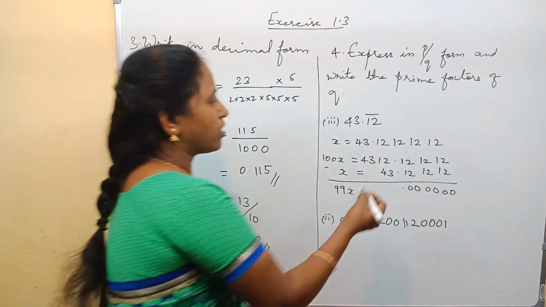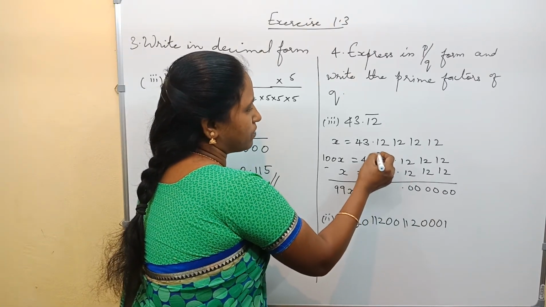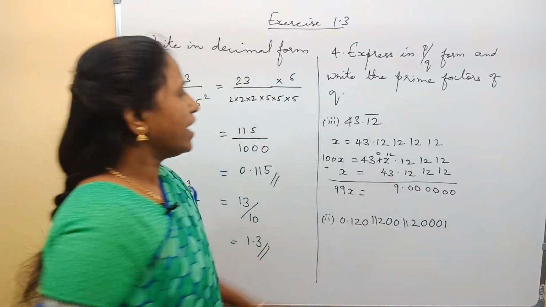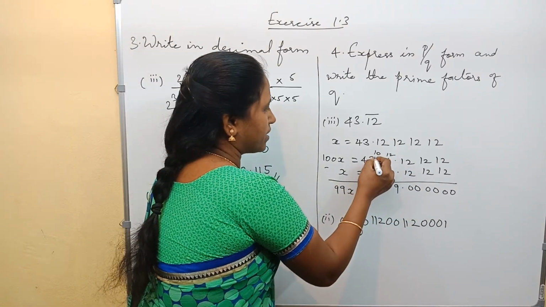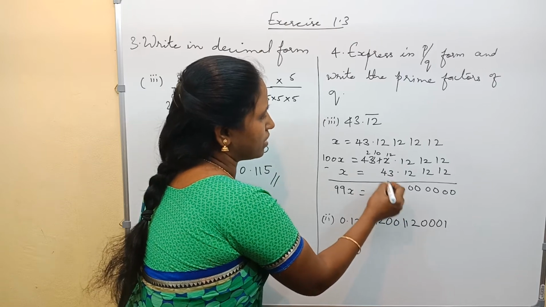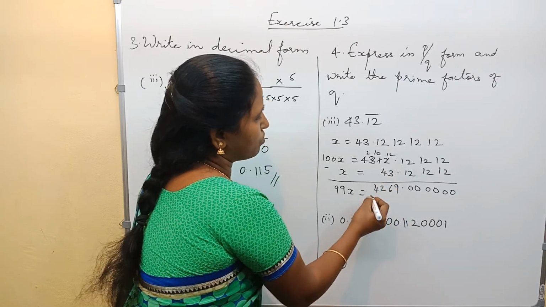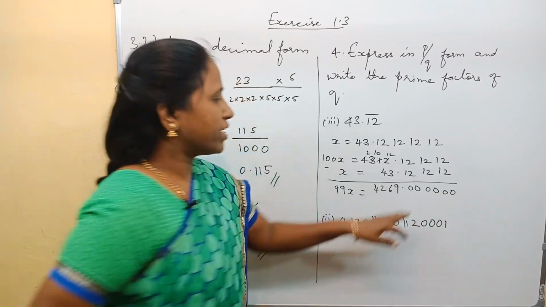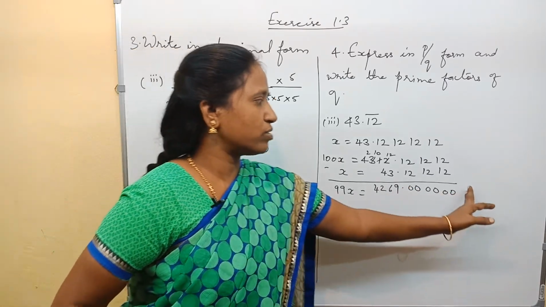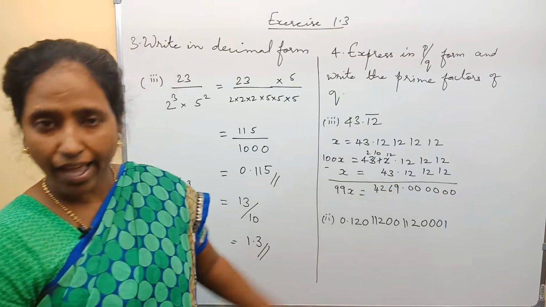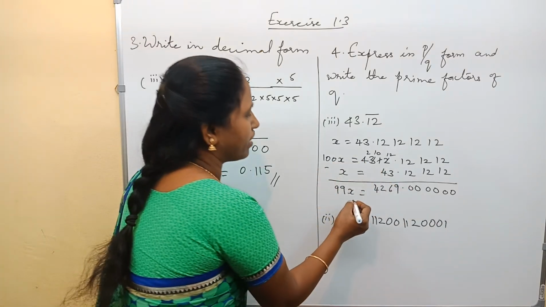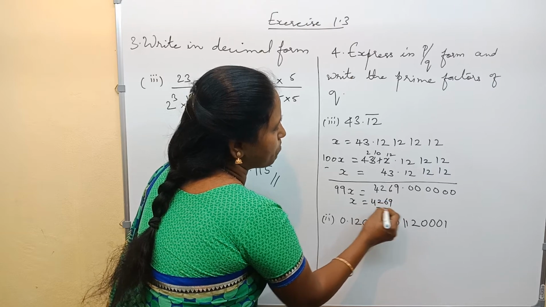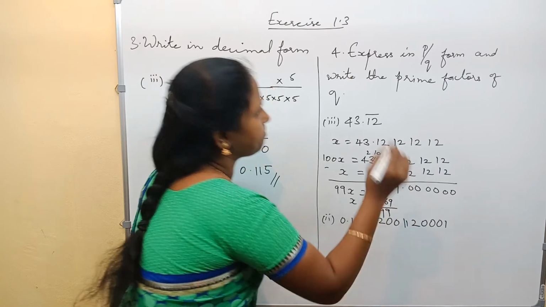2 minus 3 not possible. 12 minus 3, this becomes 0, this becomes 12. 12 minus 3, 9. And 0 not possible, 10. And this 10 minus 4, 6. 2, 4, 2, 6, 9.000. So after the point, if there are any number of zeros without any number on the other side, they have no value, so we ignore it. So x equal to 4269 by 99.